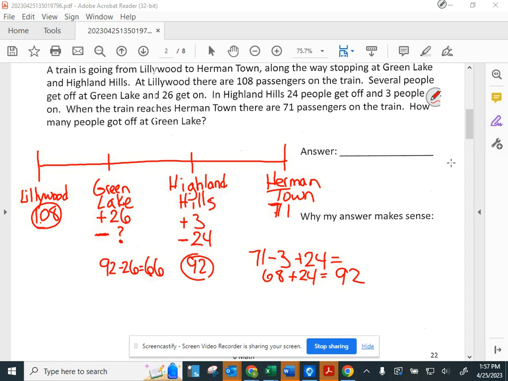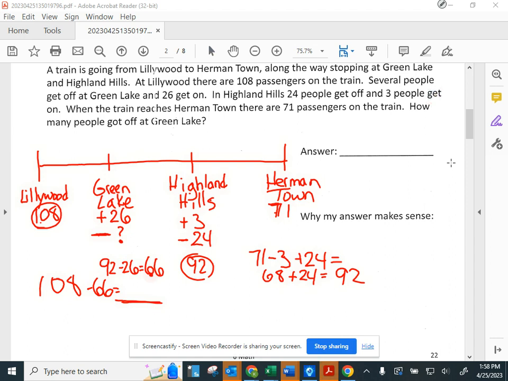So if I had 108 that I started with, we pull into Green Lake, and I know that I had 66 passengers I need to end up with. How do I go from 108? I'm going to want to take away those 66 passengers to see how many got off the train. So you see how I just figured out what information I was given. I worked my way backwards. Now I'm going to work forwards with that 108. And instead of adding it, I'm going to take away those 66 to see how many actually got off the train because I want those 66.